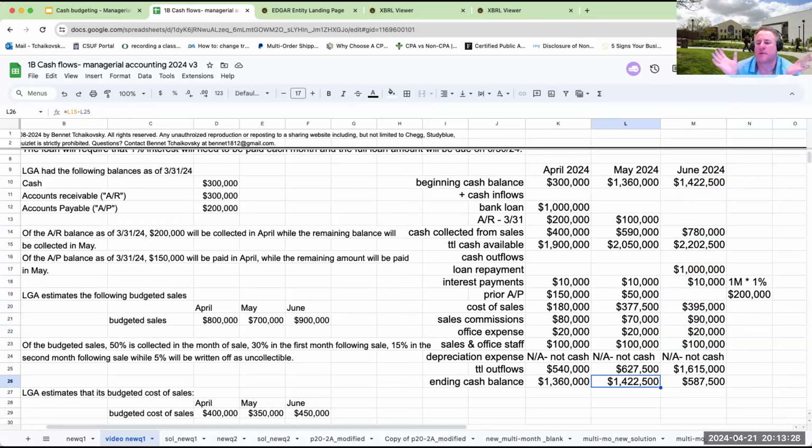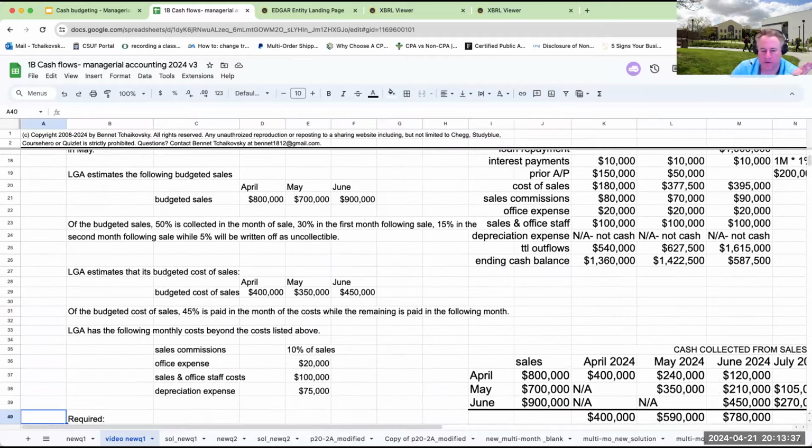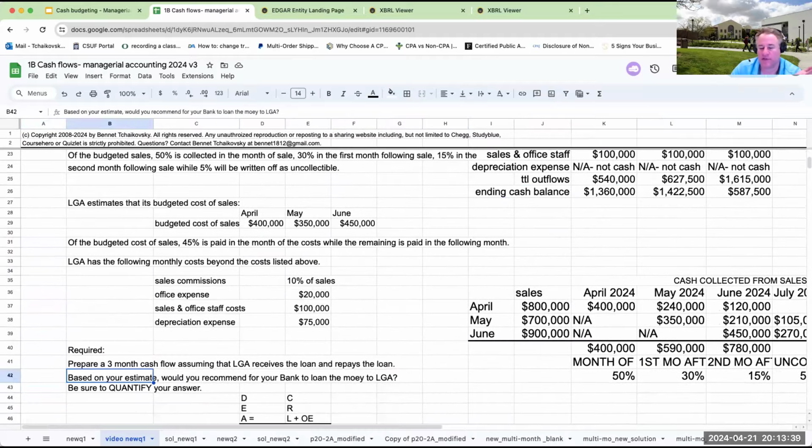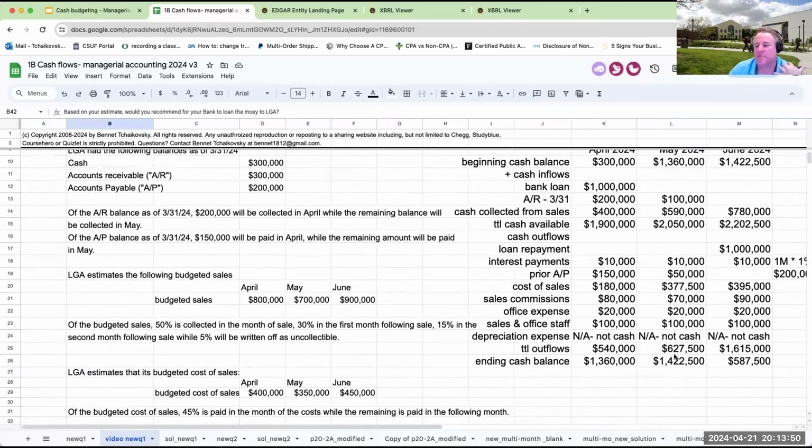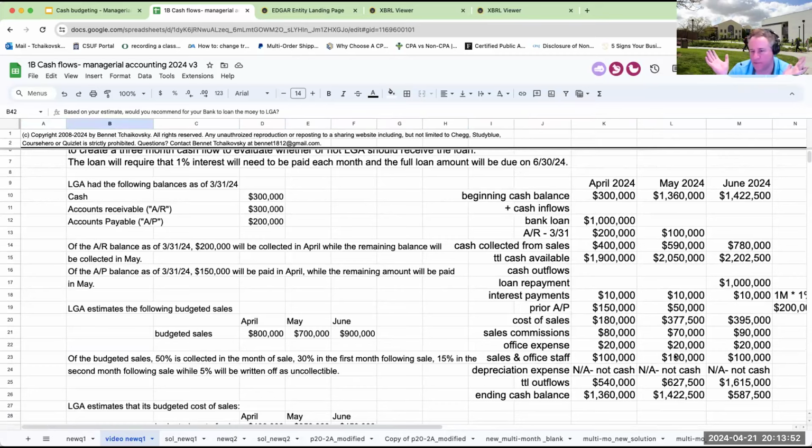Now, let's talk about this. So we've done this correctly. What we're now going to do is, we've prepared the cash flow for the bank. So based on our estimate, would you recommend your bank loan the money to LGA? The answer is going to be no. I'm just kidding.